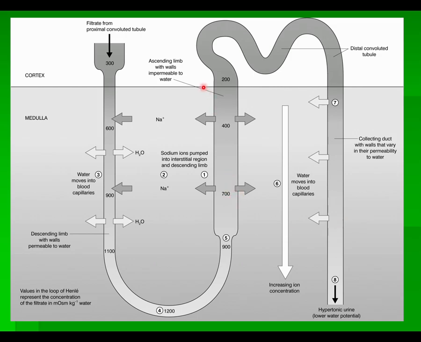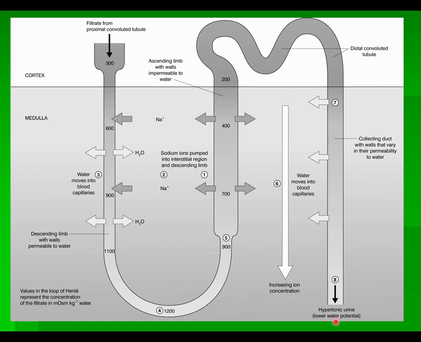Now, we talked about how the descending limb is freely permeable to water and the ascending limb is not. But what is different about the collecting duct is that the collecting duct can change its permeability depending on the conditions within the body. And that is what we are going to look at today. So if you have drunk a lot of water and you don't want to keep it, they become less permeable and out goes that water.